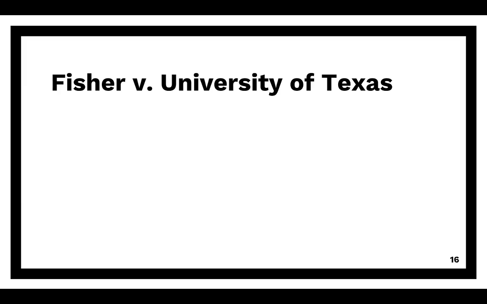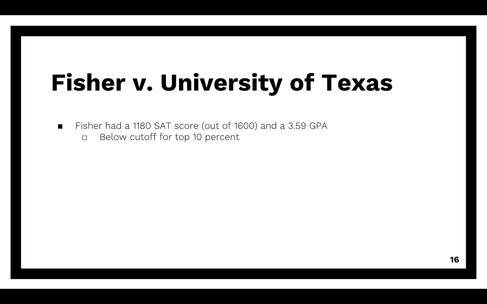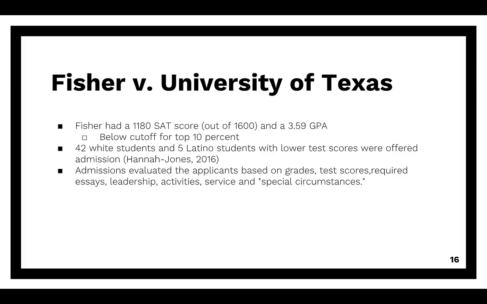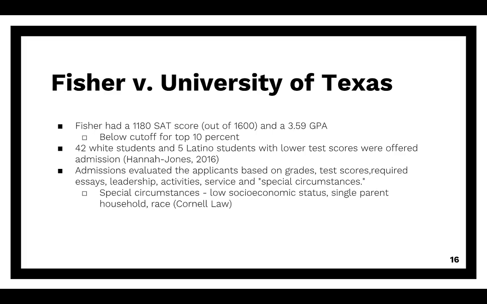A little bit more background about the case in general. As I said before, it required the top 10%. And as you can see, she had a 1180 SAT score and a 3.59 GPA, which meant she didn't qualify for the top 10%. Additionally, 42 white students and 5 Latino students with lower test scores were offered admission within the same year. Admissions did say they evaluated applicants based on a certain amount of criteria: grades, test scores, required essays, leadership, activities, service, and special circumstances. Special circumstances meant either having low socioeconomic status, a single-parent household, or race.